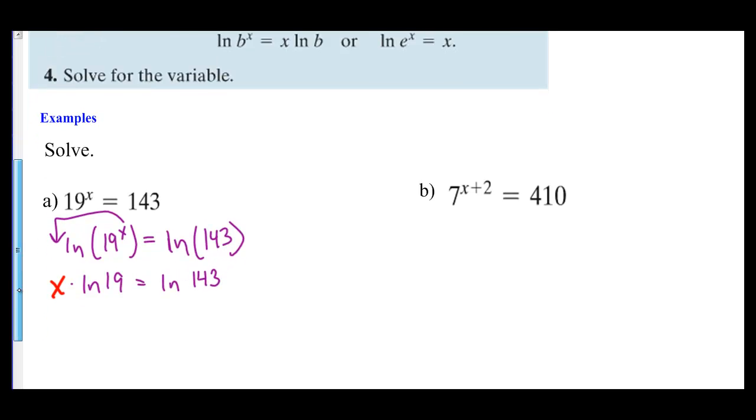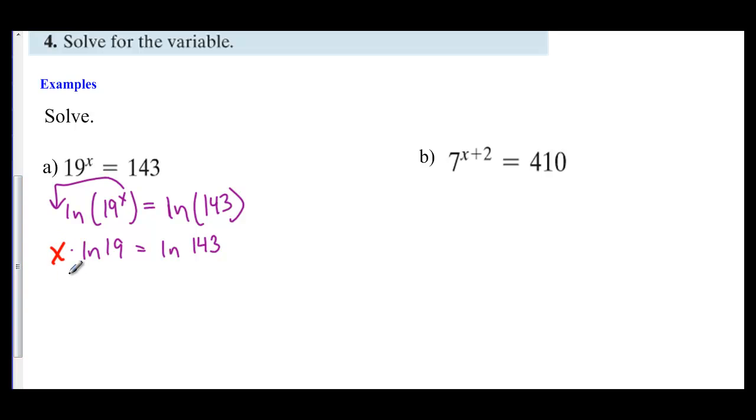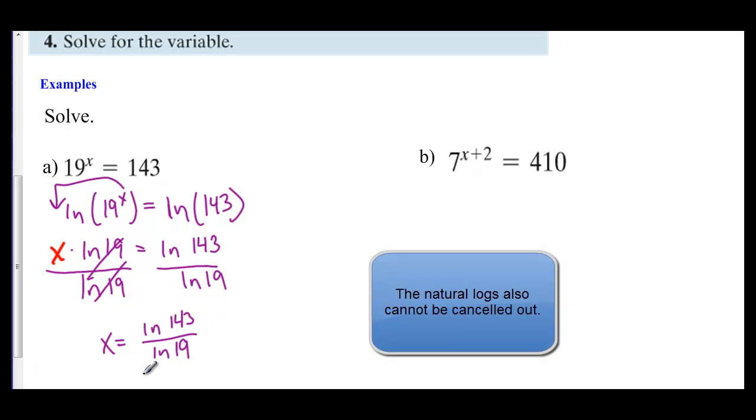And then we're actually almost done. So to get x by itself, we just need to divide both sides by the natural log of 19. So we're going to end up with x equals the natural log of 143 over the natural log of 19. One of the big things I want to point out here is that we can't combine these. So we cannot combine this to just be the natural log of 143 over 19. It's the natural log of 143 divided by the natural log of 19.